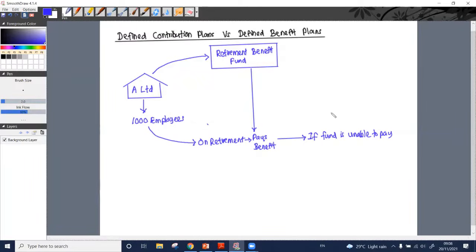The fund is, if the fund is unable to pay, then we need to look, right? Then we need to look who has the responsibility. Who has the responsibility? Who is liable? If this particular company, A Limited, has no obligation, then such we can identify as defined contribution plans.